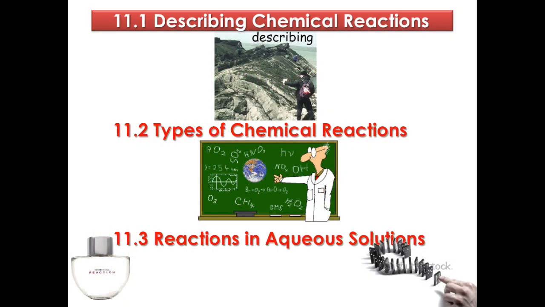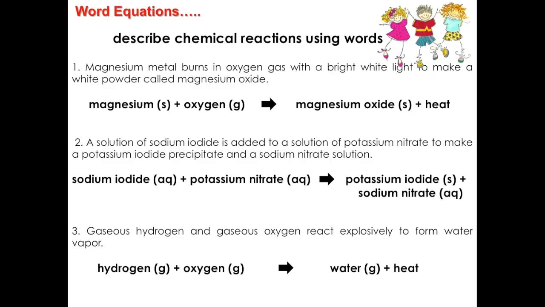Describing chemical reactions. Word equations. Word equations is the way that we describe chemical reactions using words. An example is: magnesium metal burns in oxygen gas with a bright light to make a white powder called magnesium oxide.